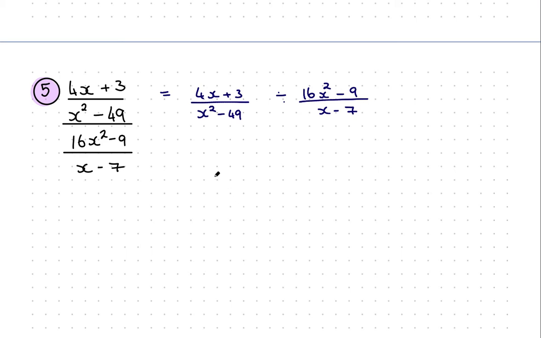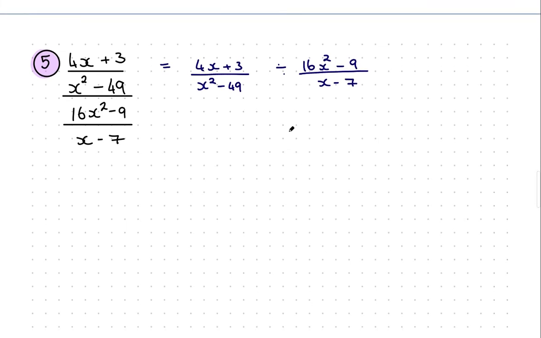So what I would do here is we could flip it and put the multiplication symbol in, because that would be our correct step there. So I'm going to do that first. I'm going to flip it and multiply only the second one. And what we would get is x minus 7 all over 16x squared minus 9.